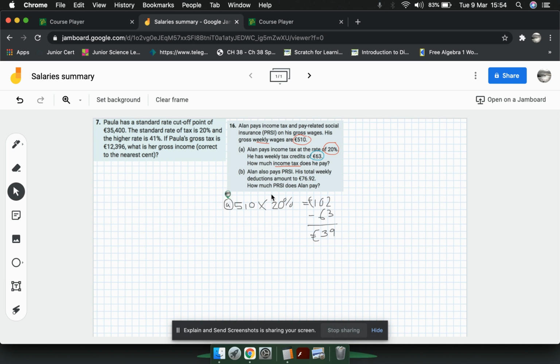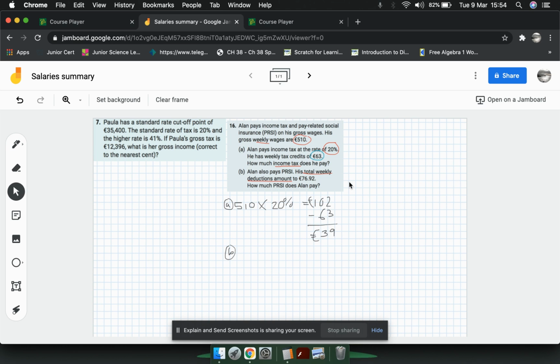Now that is A. Let's have a look at part B. Alan pays PRSI, pay related social insurance. His total weekly deductions, however, amount to 76.92. When I first read this, I didn't read it fully, and that is something you might encounter as well. It says his total weekly deductions, which means basically his tax bill and his PRSI included.